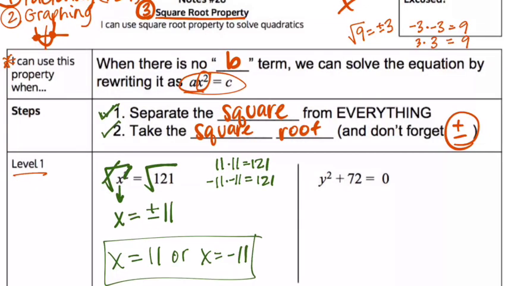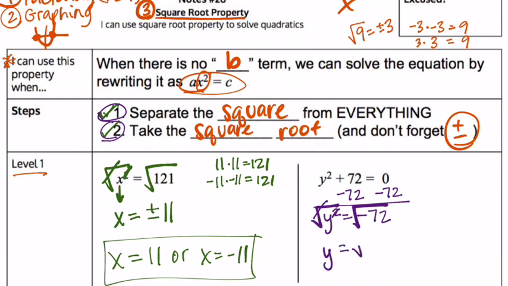All right. For our second problem here, I see that they are not separated. So the first thing I'm going to do is separate the square from everything. I'm going to take away that 72 on both sides. It's going to leave me with y squared equals -72. I know that my second step is to take the square root of both sides. So I'm going to have the square root here and the square root here. This square root is going to cancel with the square, and that's going to leave me with just y equals the square root of -72.